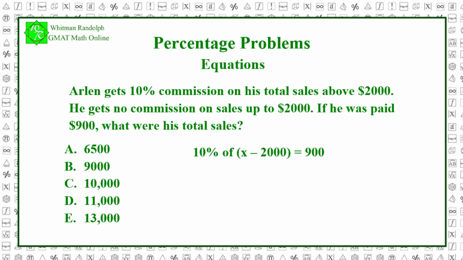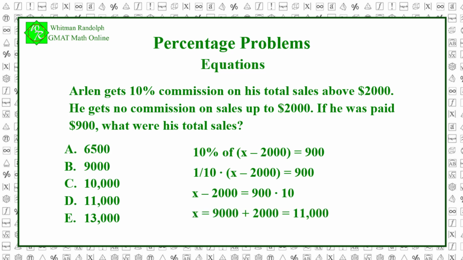Then 10% of x minus 2,000 equals 900. So that 1/10 times x minus 2,000 equals 900. And therefore x minus 2,000 equals 900 times 10. And finally x equals 9,000 plus 2,000, which equals 11,000. So the correct answer is D.